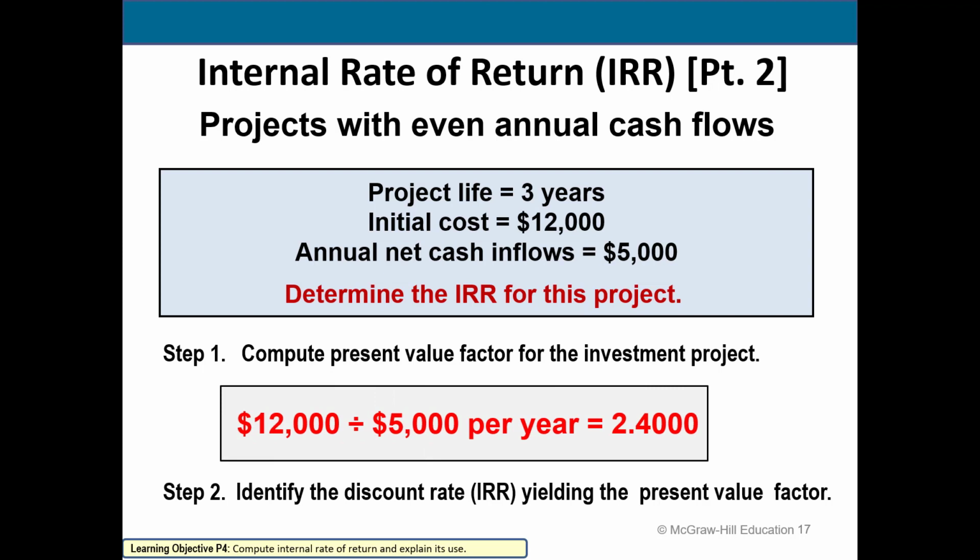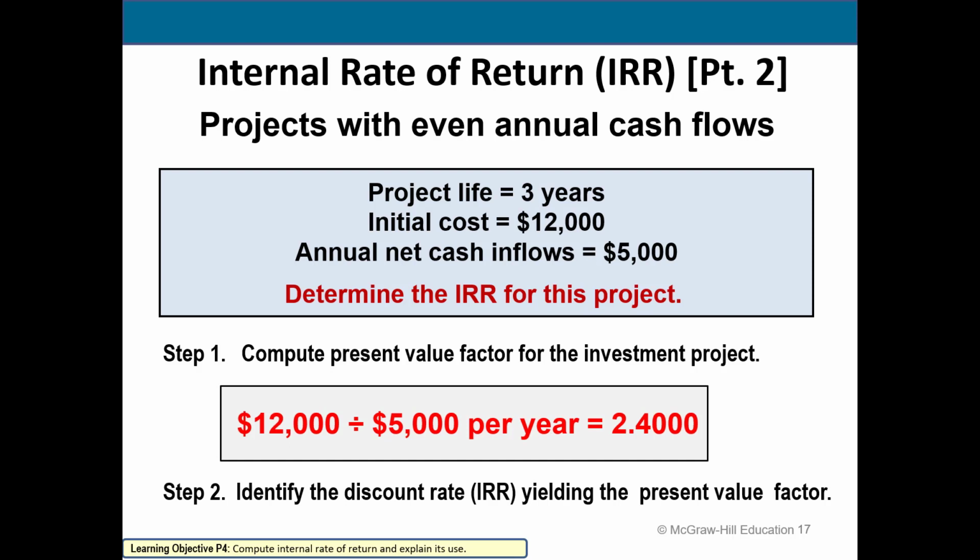Here's an example where the project being considered has a cost of $12,000 and has returns of net cash flows of $5,000 and a useful life of 3 years. So we're looking at 3 years, $12,000 investment, and annual net cash flows of $5,000. So we have a 2-step process. And this is when the cash flows are equal.